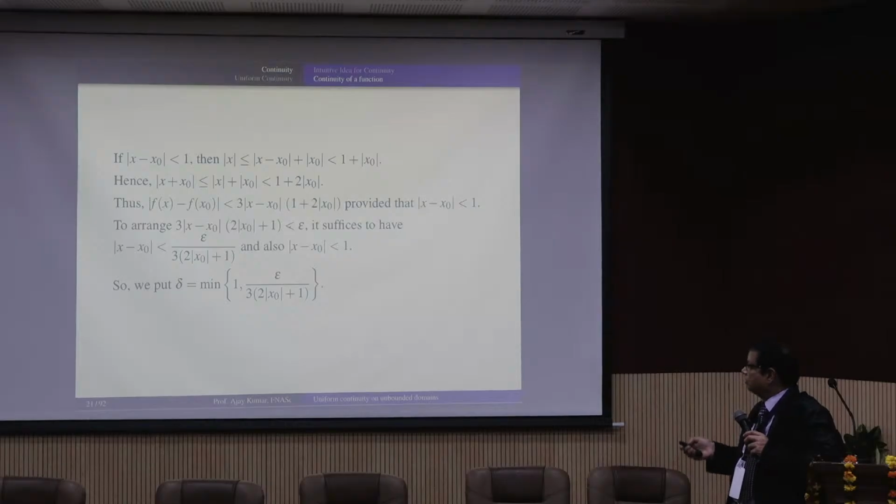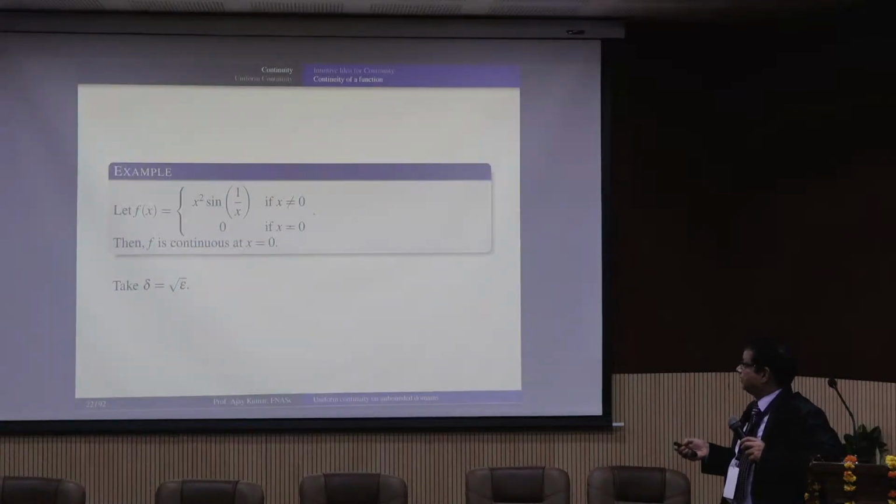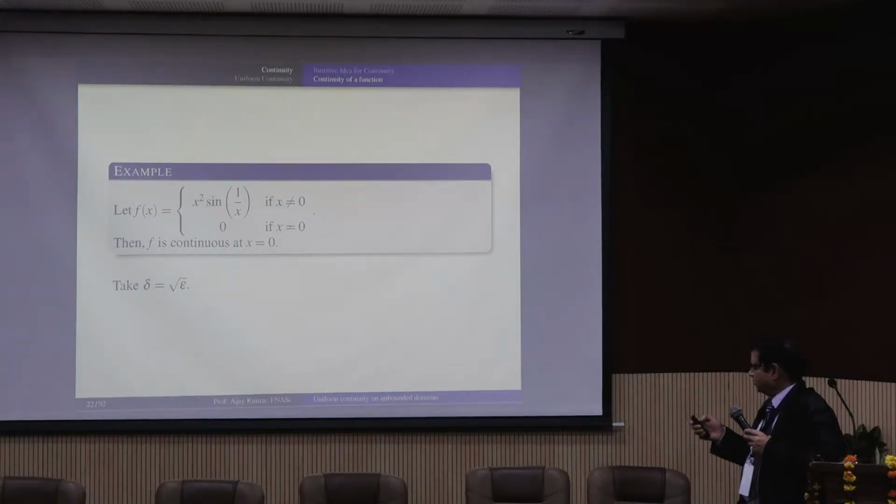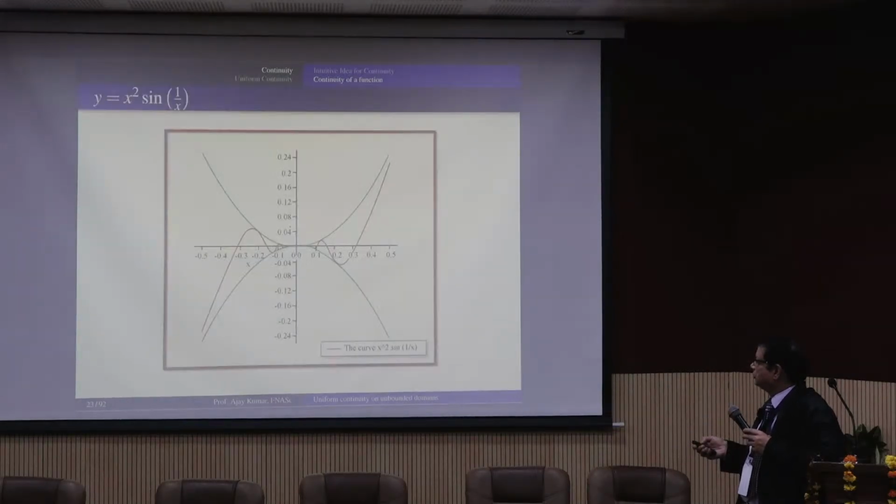So that is how it is done, but there is a point. Why have I done this? Because this delta somehow depends on the point x naught. That is to be noted. Okay. Similarly, you have x square sine 1 by x, take delta to be root epsilon, that is simple.